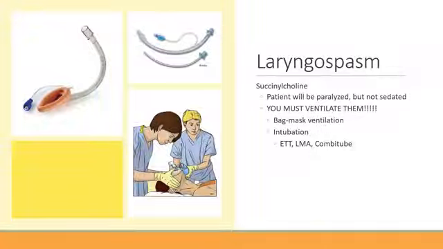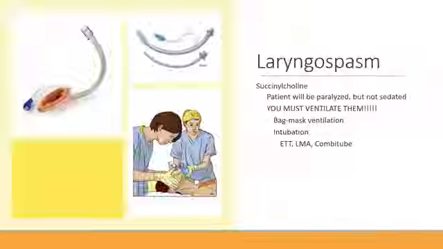Now, it's important to remember with succinylcholine that the patient will be paralyzed, but it does nothing for sedation. So you have to administer a sedative drug with it. The other thing is, because they're going to be paralyzed, that means they're not going to be able to breathe on their own. So you have to ventilate them or breathe for them. And so we do this most frequently by use of a bag mask ventilation. A bag mask, we're going to squeeze the bag and force the air in. Also, we can consider intubation with either an LMA or an endotracheal tube at that point.